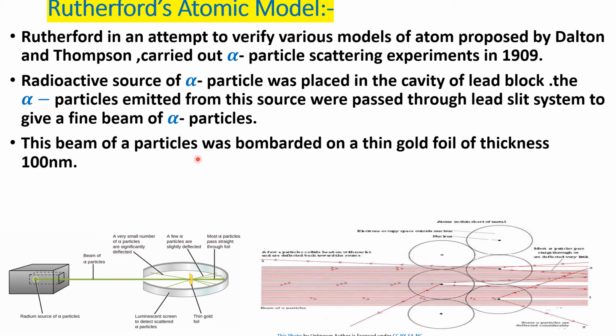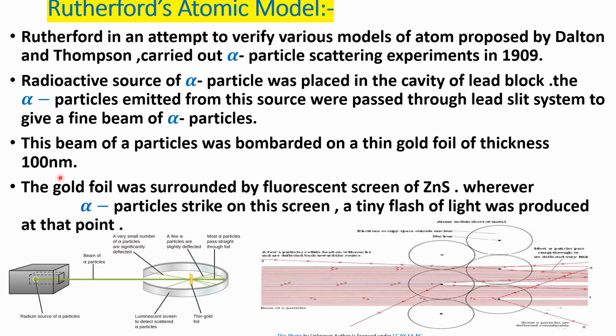This beam of particles was bombarded on a thin gold foil of thickness about 100 nanometers. The gold foil was surrounded by a fluorescent screen of zinc sulfide. Wherever alpha particles strike this screen, a tiny flash of light is produced at that point.